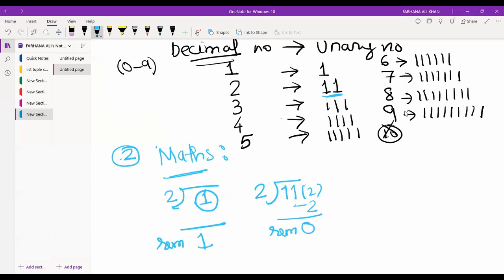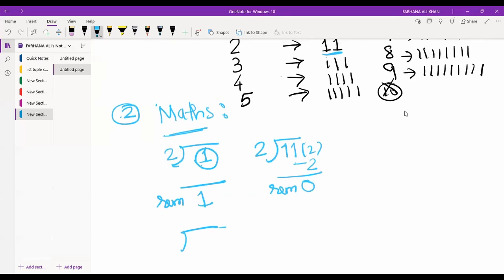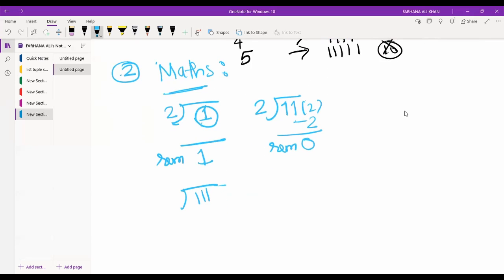Now we will consider the next number. We have considered number 1 and number 2. Now we are going to consider number 3. What is number 3 in the unary number system? It is a triple occurrence of your bit, that is 1. That is your symbol. When we divide 3 by 2, what kind of remainder are we getting? We are getting remainder 1.